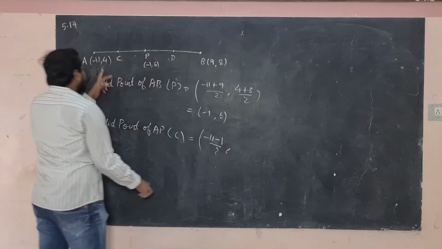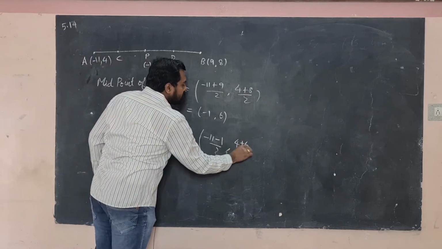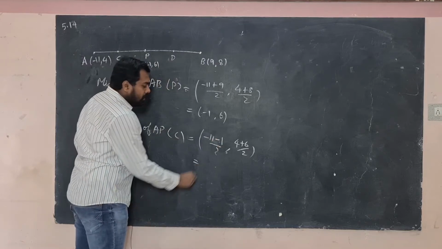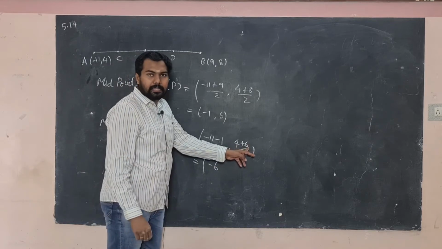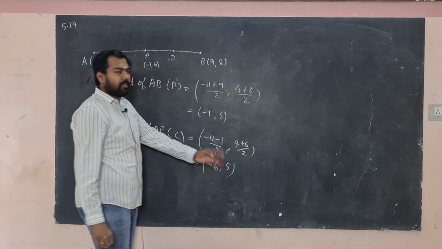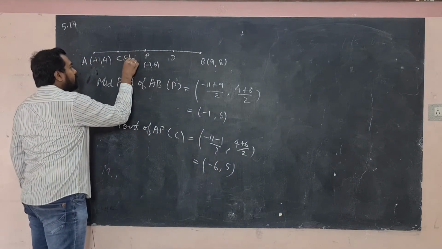Comma. What is the y coordinate value? It is 4. Here it is 6. So 4 plus 6 divided by 2. So minus 11 minus 1 is minus 12. Minus 12 divided by 2 is minus 6. 4 plus 6 is 10. 10 divided by 2 is 5. So minus 6 comma 5. So we found C, which is minus 6 comma 5.